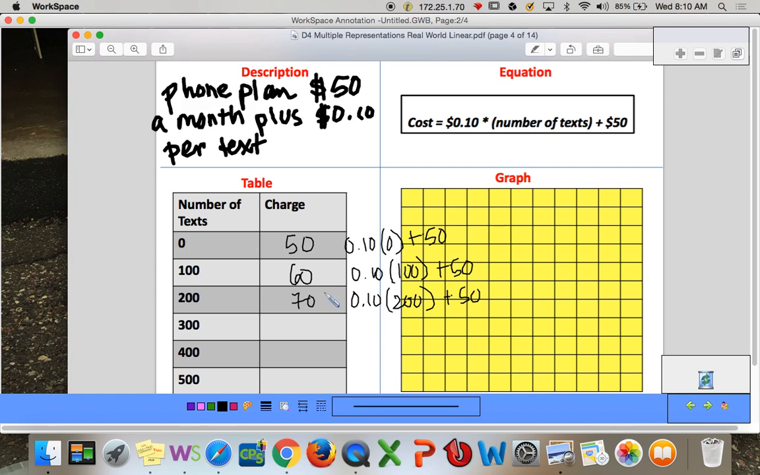And you can see these are going up by $10 for every 100 texts. So I'm going to say this is 80. This is 90, and this is $100 if you do 500 texts a month. Okay, now to graph it, and also to figure out our slope, so I'm going to erase this guy right here.